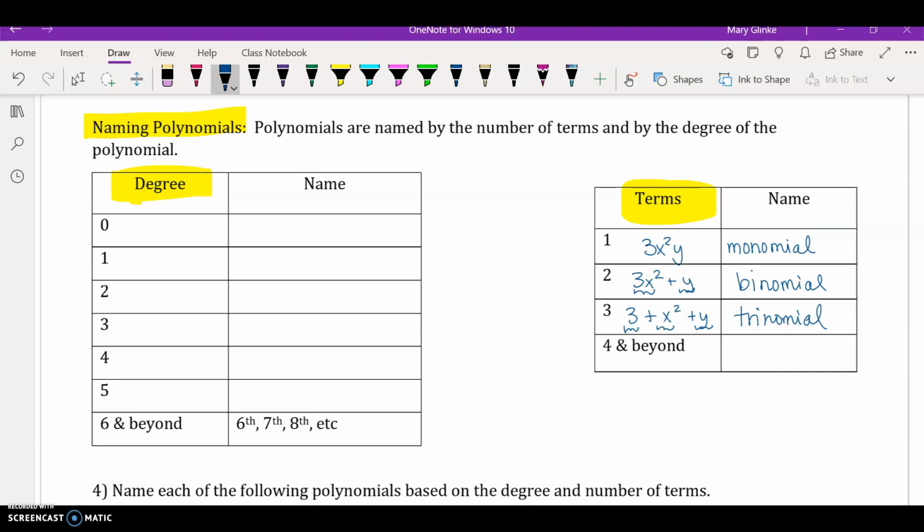Past that, we kind of get tired of naming them. So anything that has 4 terms, 5 terms, 6 terms, or anything more is going to be a polynomial. Again, poly meaning many.